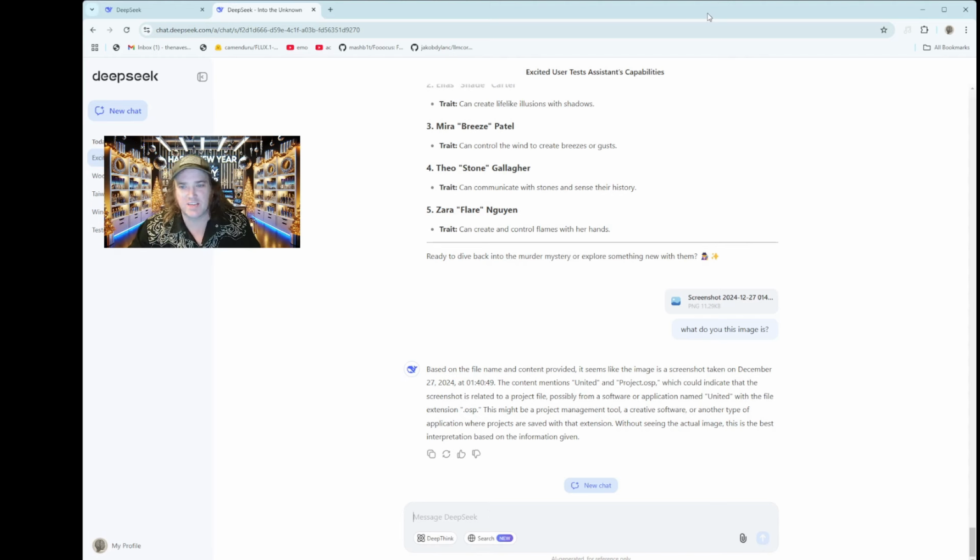One of the things that I use chatbots all the time for is if I'm working on something and I get an error, I just screenshot the error, I throw it into GPT or Claude, and it's able to read it and tell me what the error is. So this is able to do the same thing.